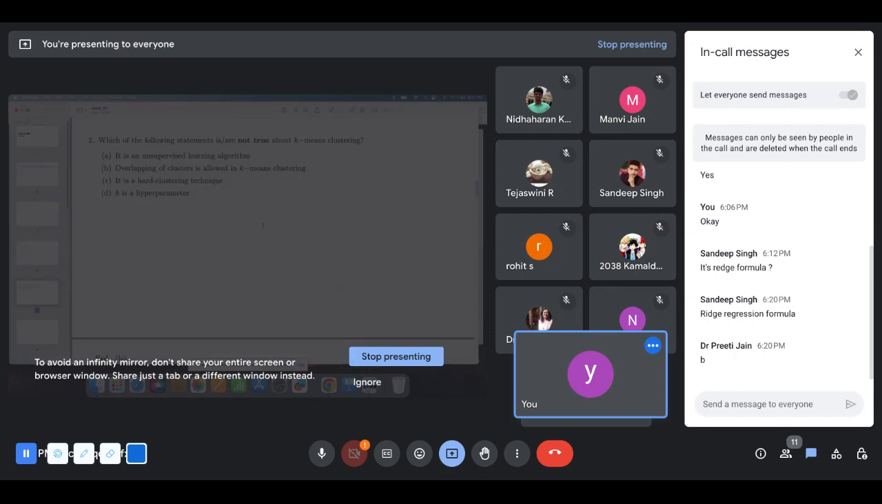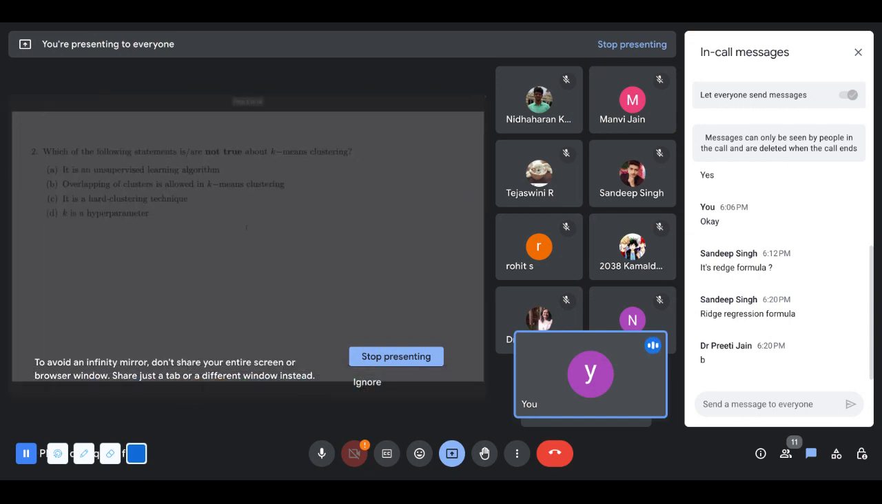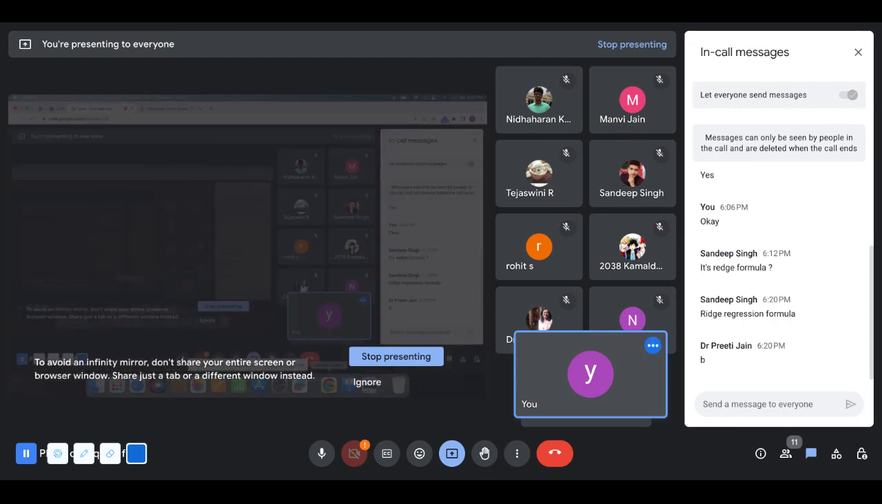So B, yes, that is correct, because you don't overlap the clusters in K-means, right? And the others are all correct. It is unsupervised learning because you don't have any labels, and it is a hard clustering technique. Anyone know why it is a hard clustering technique? This question can come, right? What is the reason to call K-means a hard clustering technique? Anyone?